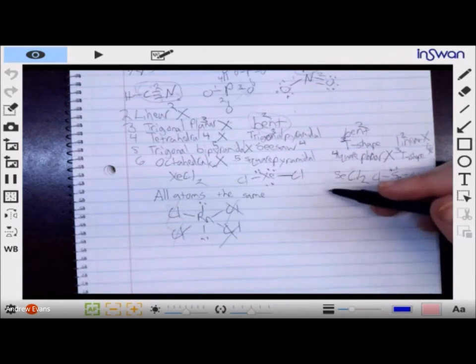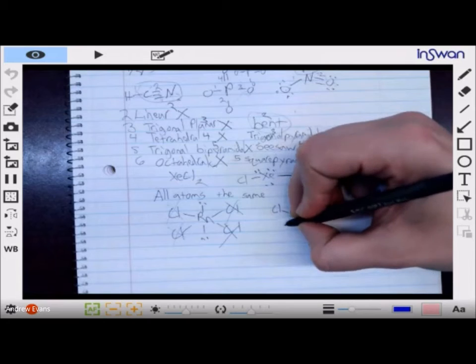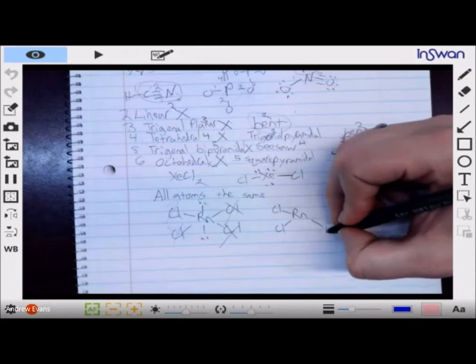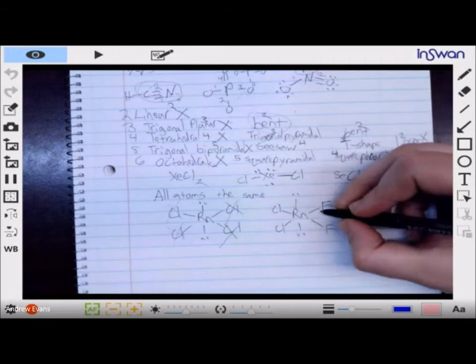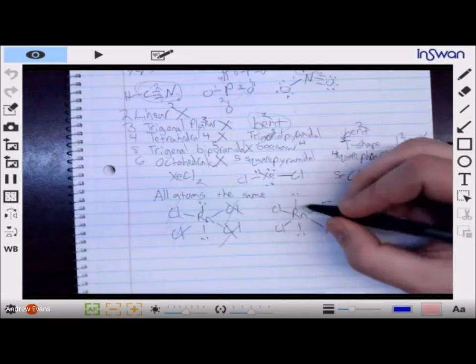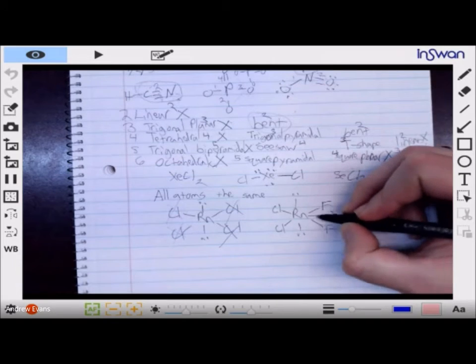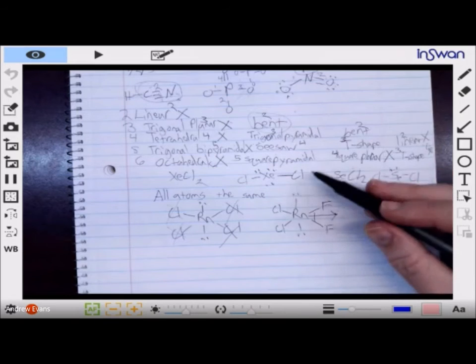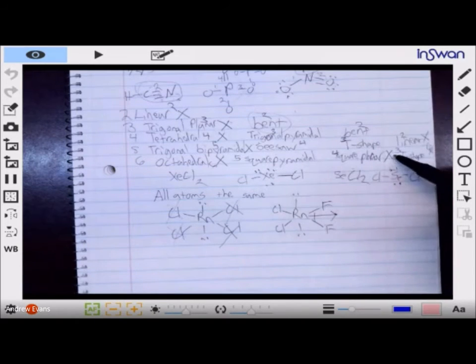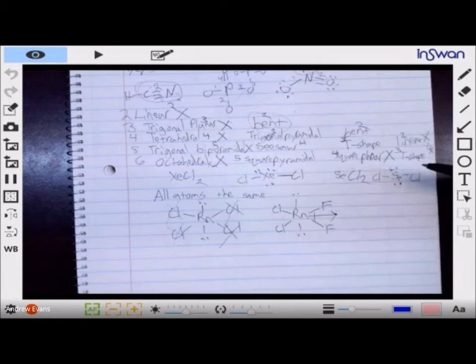It is not polar. However, if I did that same structure, but instead of four chlorides, I did two chlorides, two fluorides, this one does not cancel this one. This one does not cancel this one. And so we have a net dipole pointing towards the stronger atom, the fluorines. So that's what I'm saying. If all atoms are the same, square planar is bad. If atoms are different, square planar can be good. It takes a little bit of thought.